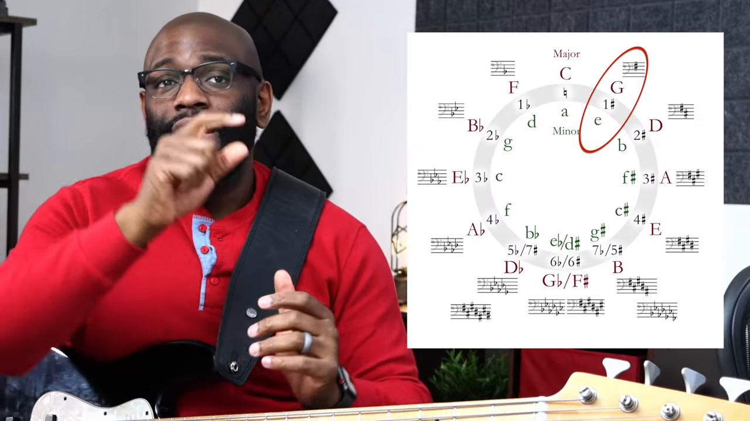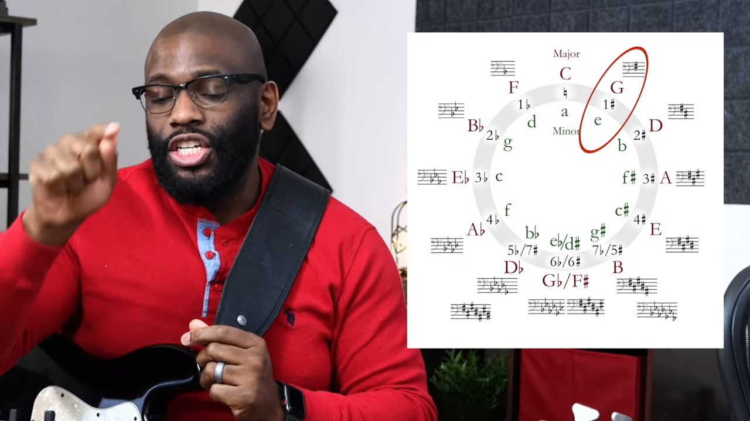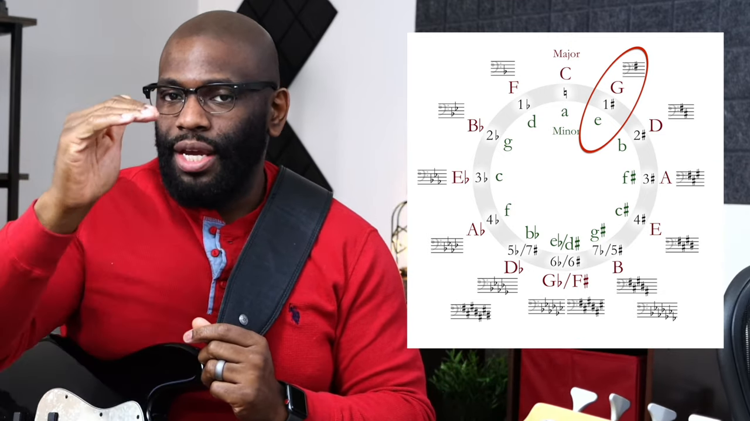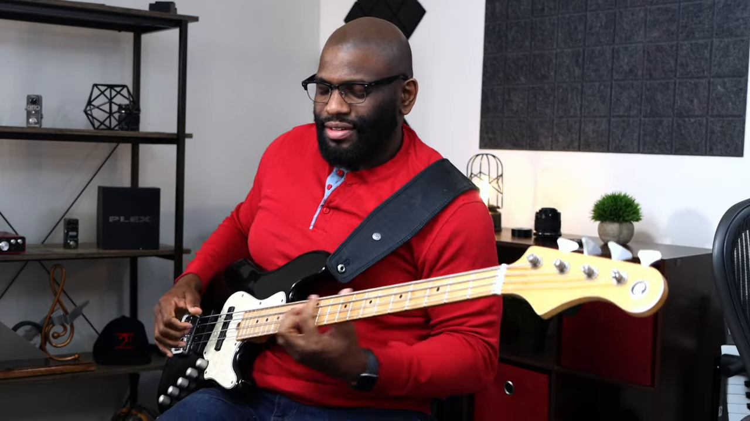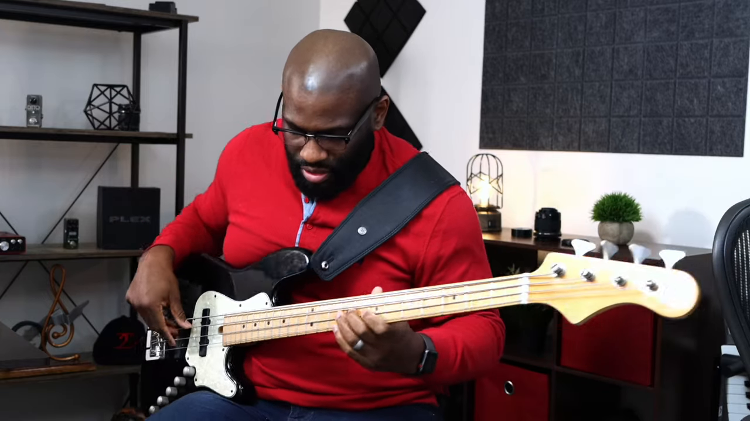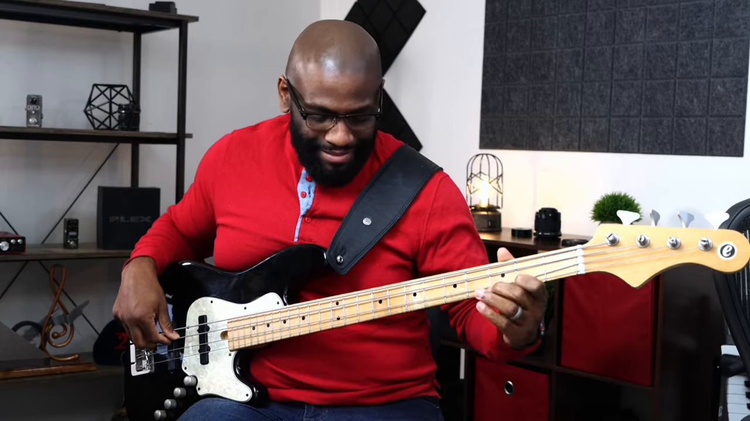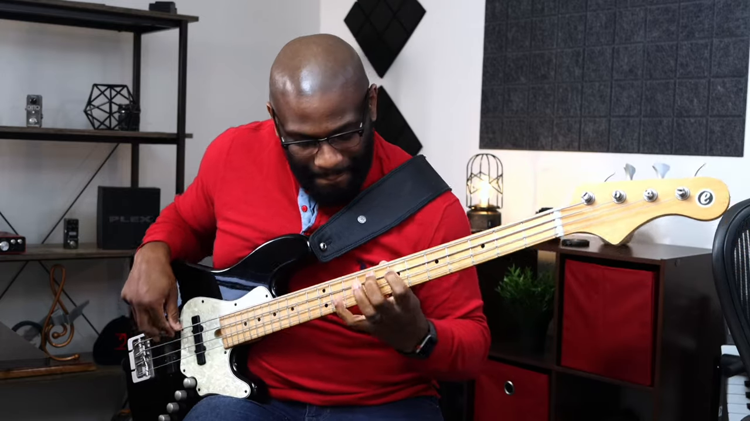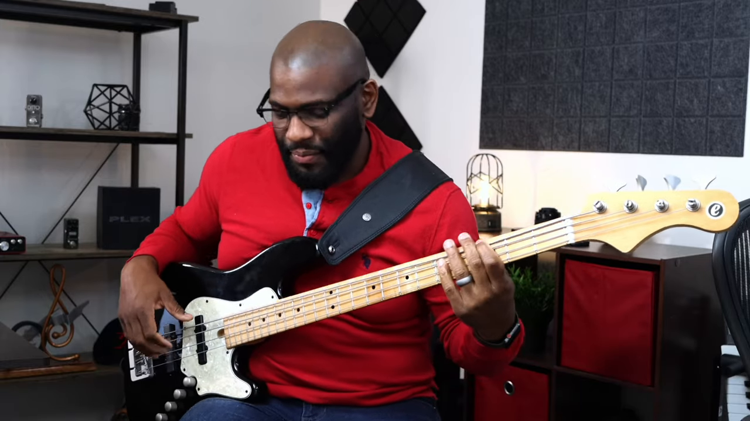Now, if you aren't familiar with the relative major and relative minor, we've talked about that several times, even with the circle of fourths and circle of fifths, to figure out what the relative major and relative minor is. If you read the chart, you can see what note relates to a major key or a minor key. So if you're in G major, you can actually play the E minor pentatonic scale right on top of that.